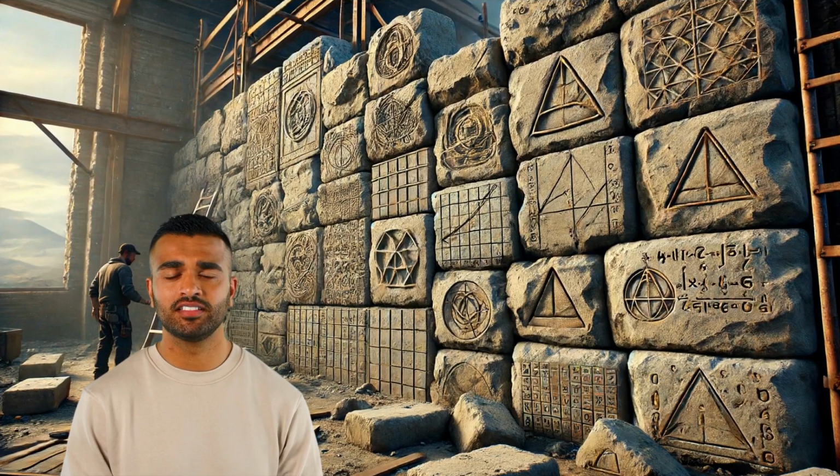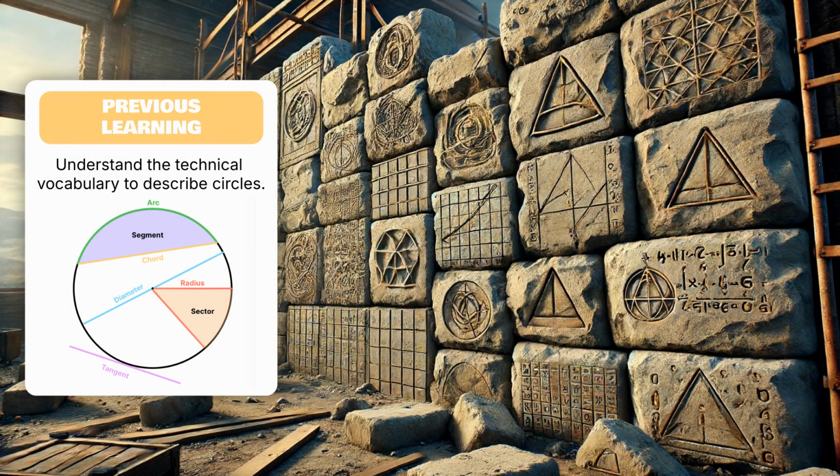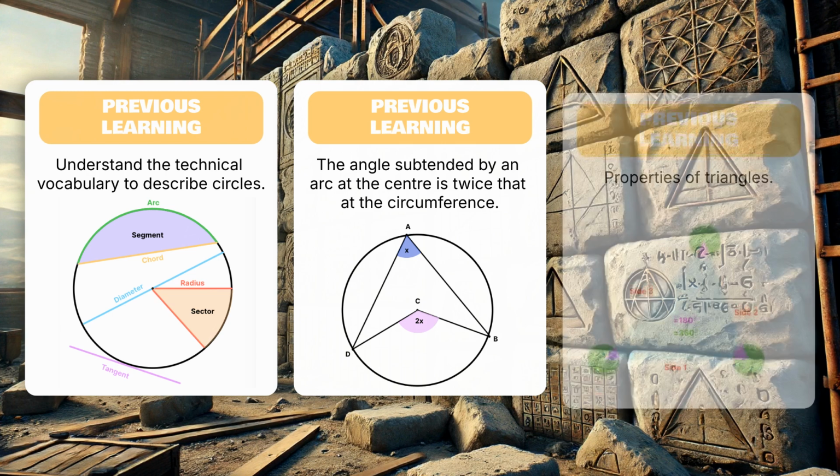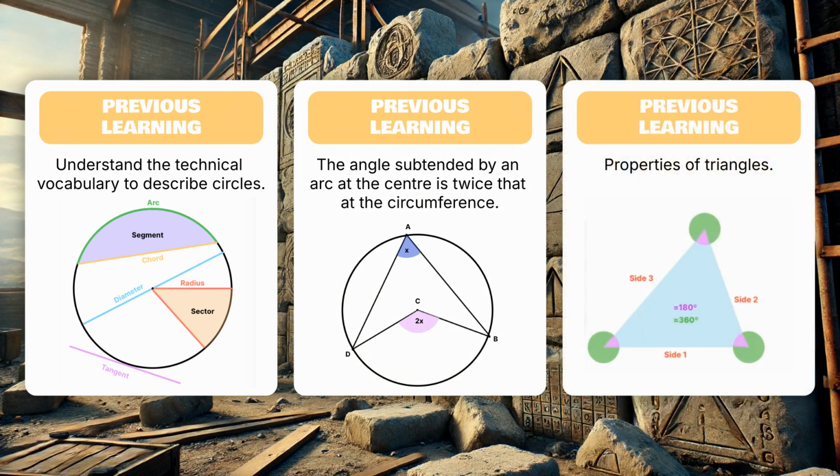In our previous lessons, we familiarized ourselves with terms such as radius, diameter, circumference, and chord. We've also covered some circle theorems, including that the angle subtended by an arc at the center is twice that at the circumference. Finally, we are also familiar with different triangles and their properties. With this solid foundation, we'll now introduce two more circle theorems.